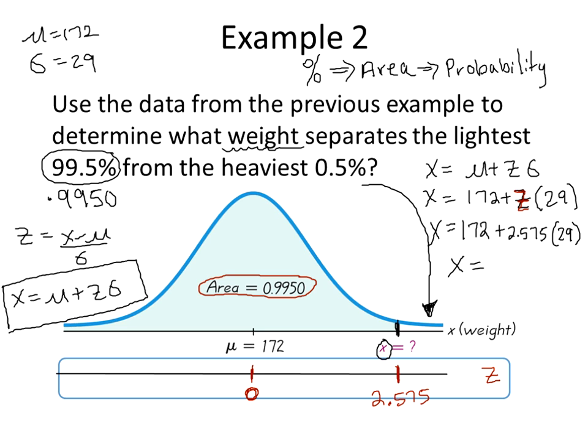So when the question is asking you for a value that separates one part of your graph from the other, then you're going to be using this transformation formula. All right, so we're going to round this.